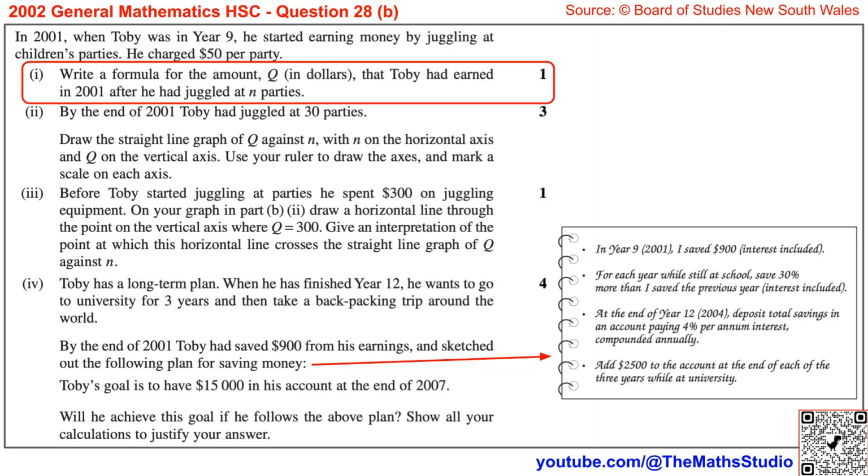Question 28, Part B. In 2001, when Toby was in Year 9, he started earning money by juggling at children's parties. He charged $50 per party. Part 1. Write a formula for the amount, Q in dollars, that Toby had earned in 2001 after he had juggled at N parties.